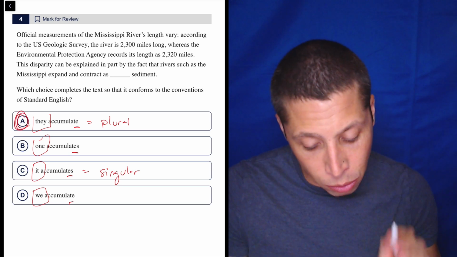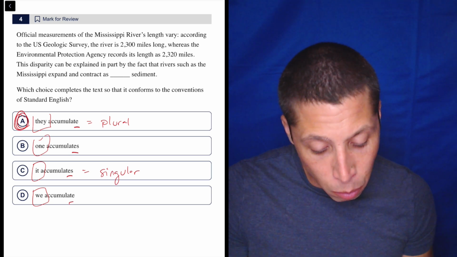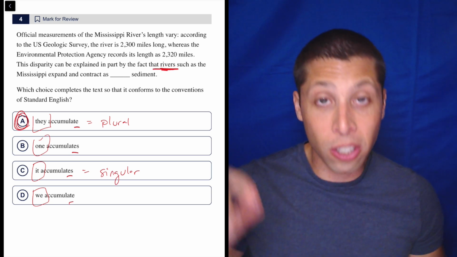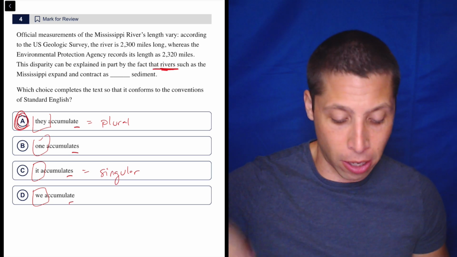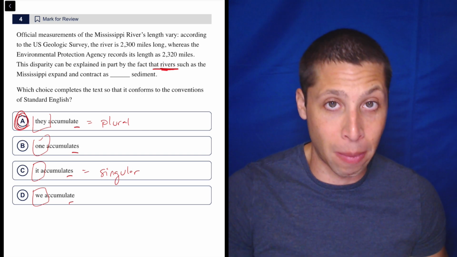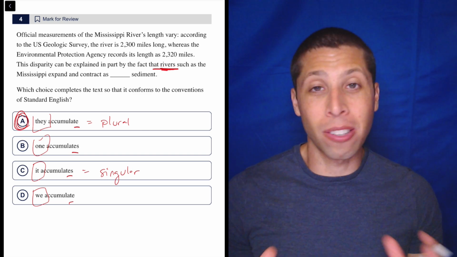See, I already knew, because what are we talking about? We're not talking about the Mississippi. We're talking about rivers. Rivers such as the Mississippi expand and contract as they accumulate sediment. So yes, they're trying to mess with us here for sure.